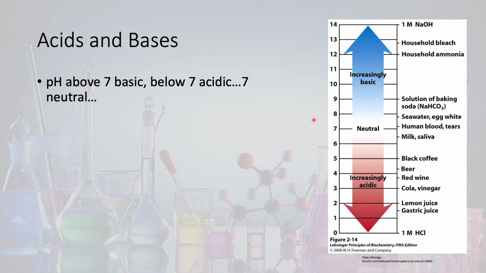The pH scale is also typically referred to in three different categories, where 7 is neutral, below 7 is referred to as acidic, and the further you get from 7, the more acidic it is, and then anything above 7 is basic. And again, the further you get from 7, the more basic a solution is.